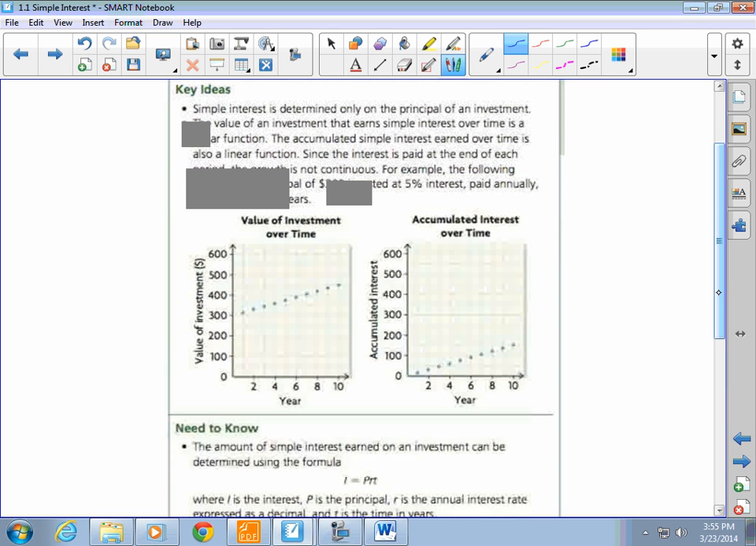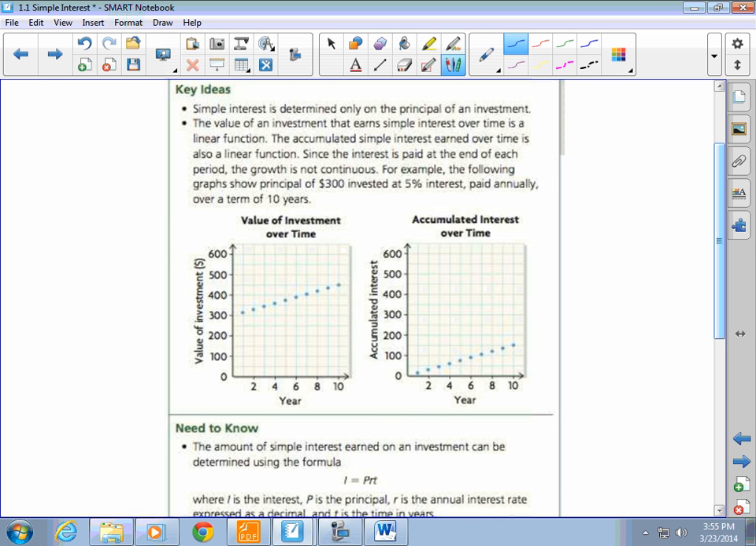Okay, just some summary here. Simple interest is determined only on the principal of an investment, so when you're calculating simple interest, you're not taking into account that you're earning interest on the interest, okay? The value of an investment that earns simple interest over time is a linear function, so when you plot this out, it will always be a line, and once you've plotted some of your basic points and figured out what your slope is, you can then predict what future values would be based on where it is on that linear progression.